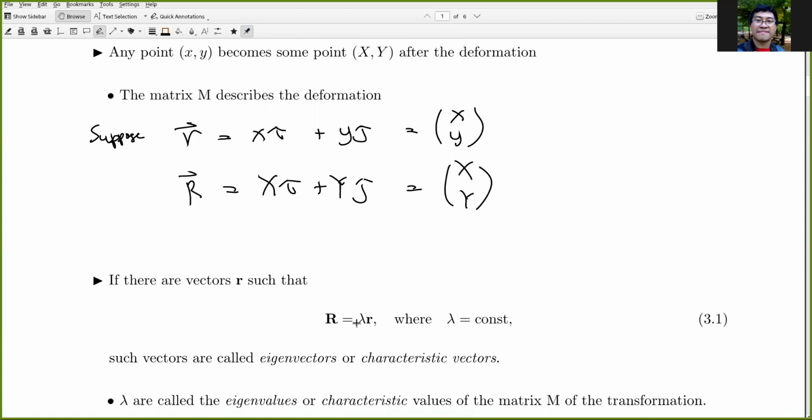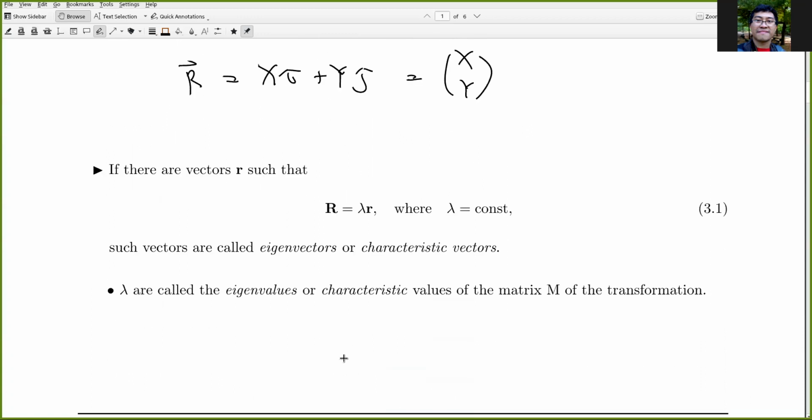If there are vectors r, the small letter r, such that it's related to the capital letter R by this lambda, where lambda is a constant, such vectors are called eigenvectors or characteristic vectors. Lambda are called the eigenvalues or characteristic values of the matrix M of the transformation.